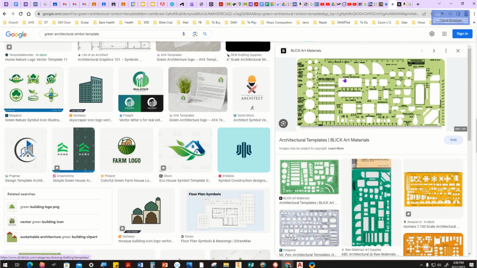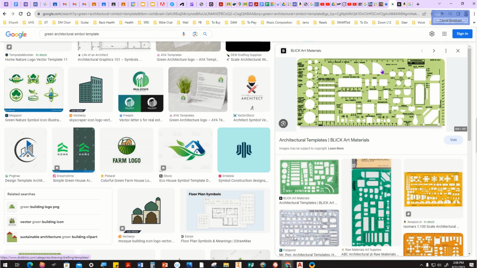This is what is called an architectural template. Have you used one? You can make dinosaurs or stuff by drawing inside this plastic, and the symbols come perfectly. Perfect, right? Notice how there are symbols for toilets, public toilet, or commercial building.